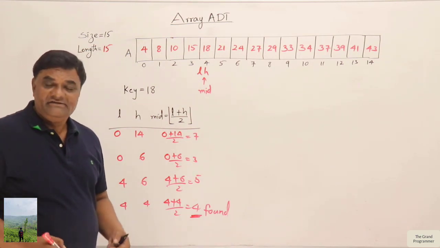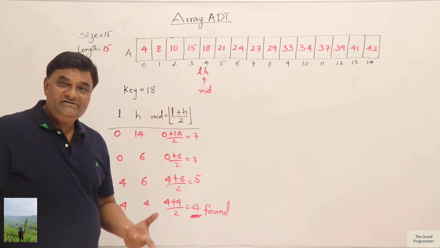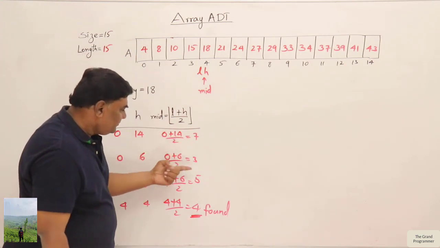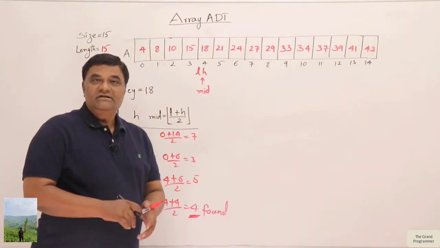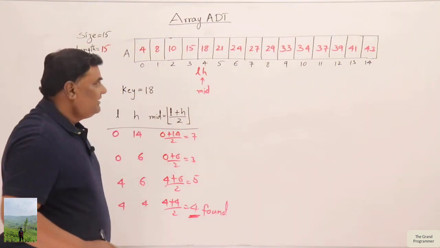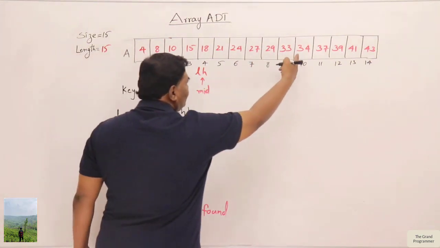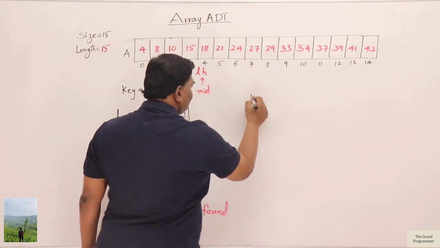So this is how binary search works. In total, how many comparisons did it take to find the element? 1, 2, 3, 4. In only 4 comparisons we got the element. Let us take one more key and search for it. I am taking key 34. So key is 34.